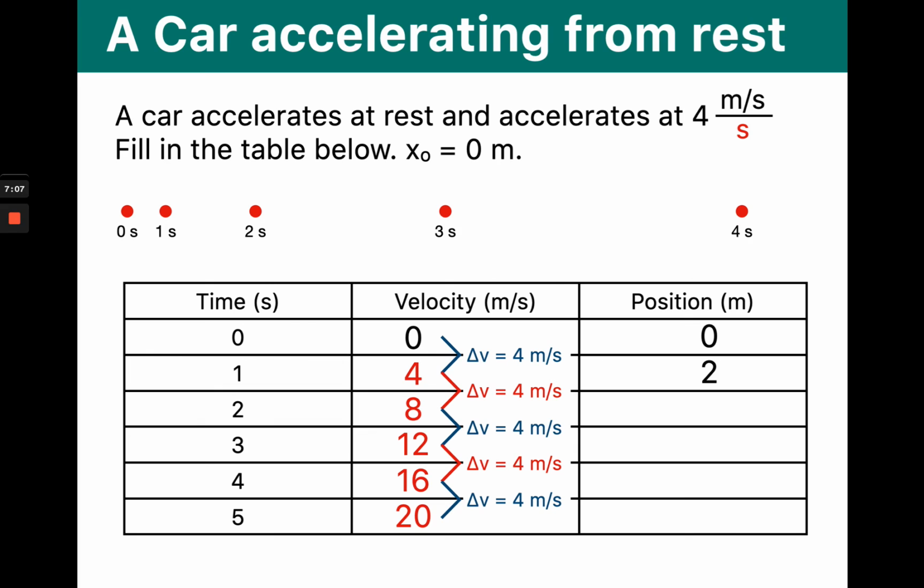Now, position is a different story. If you look at your lab data, you will start to see some patterns. Let's consider the first time interval from 0 to 1, and let's say you're going from 0 to 2 meters. Well, if you double the original time interval, instead of 0 to 1, we look at 0 to 2, that's double. It's not going to double the position, it's going to quadruple it. So it goes from 2 to 8.